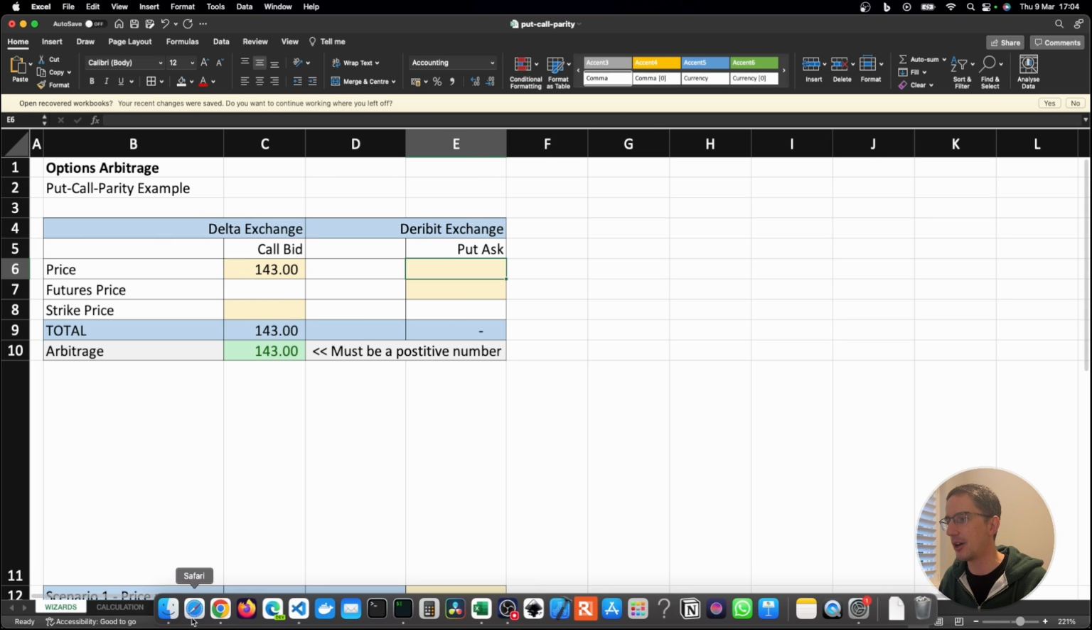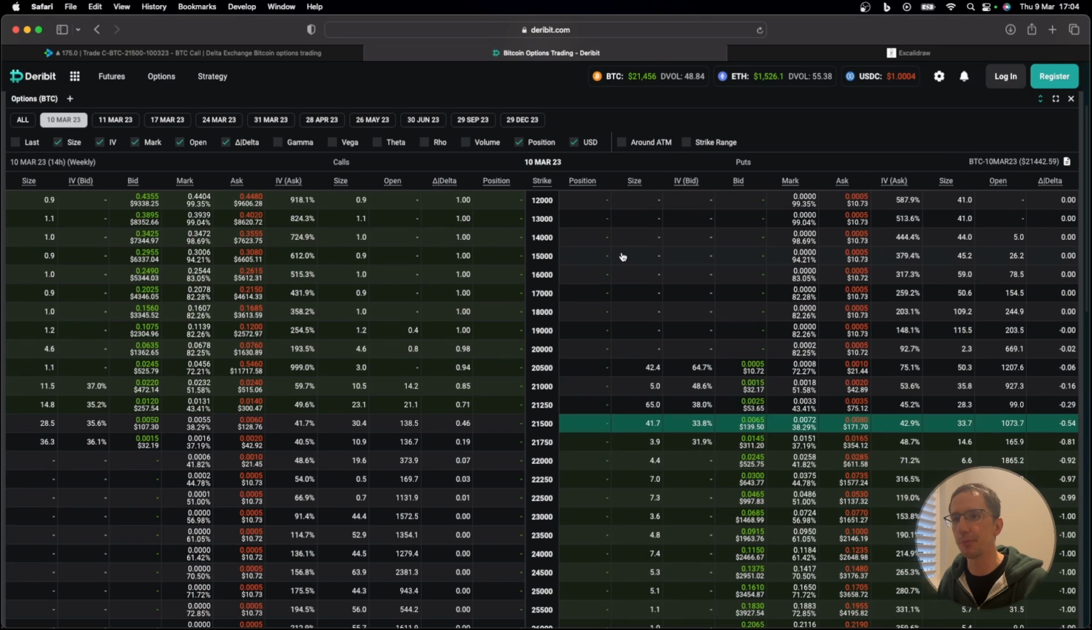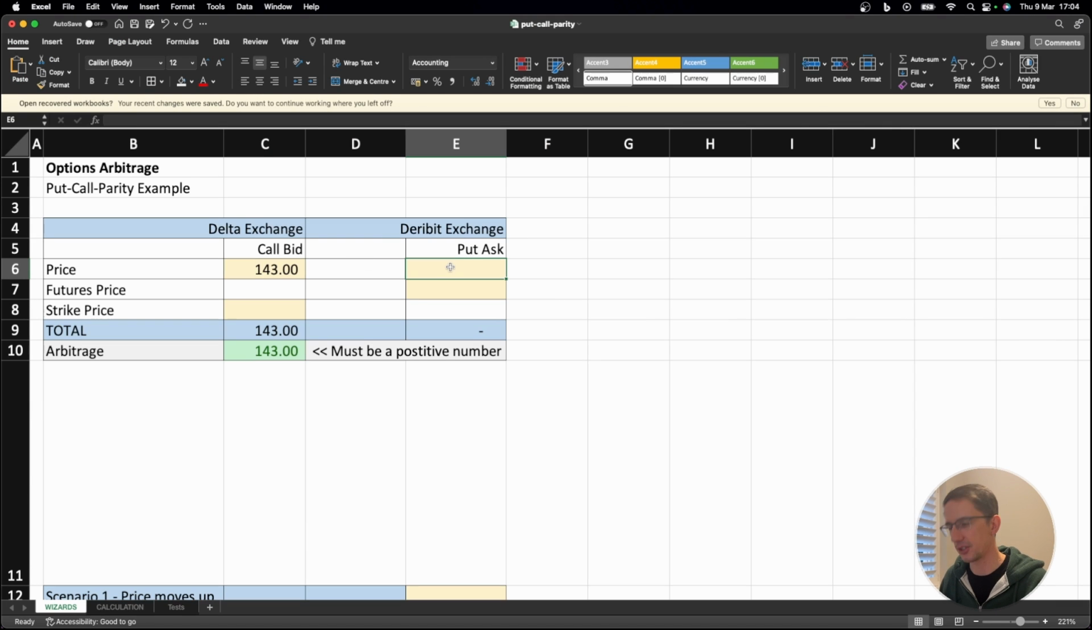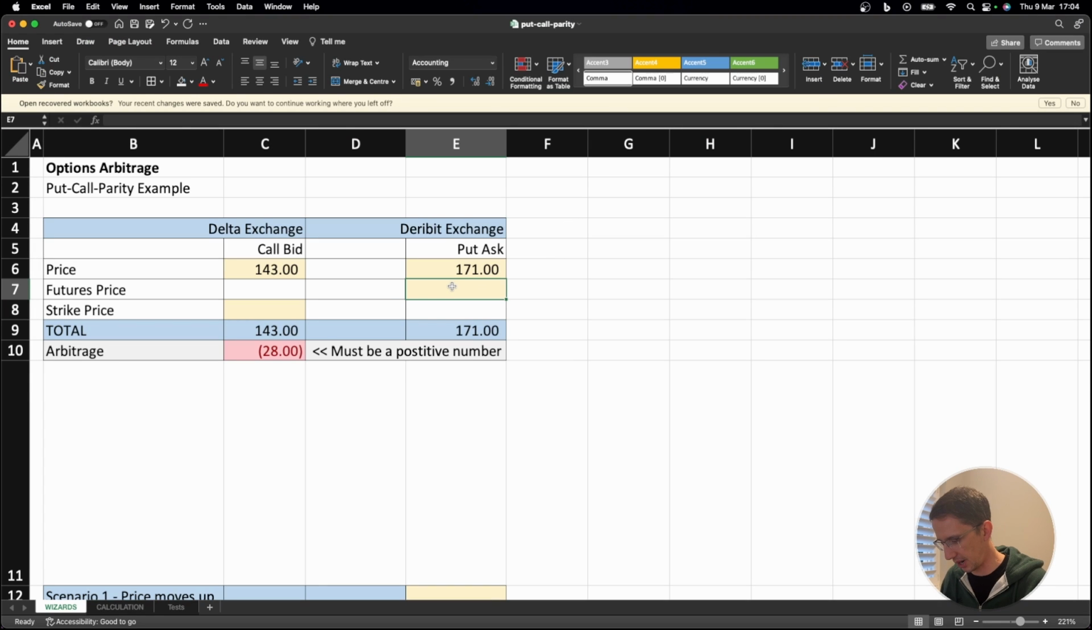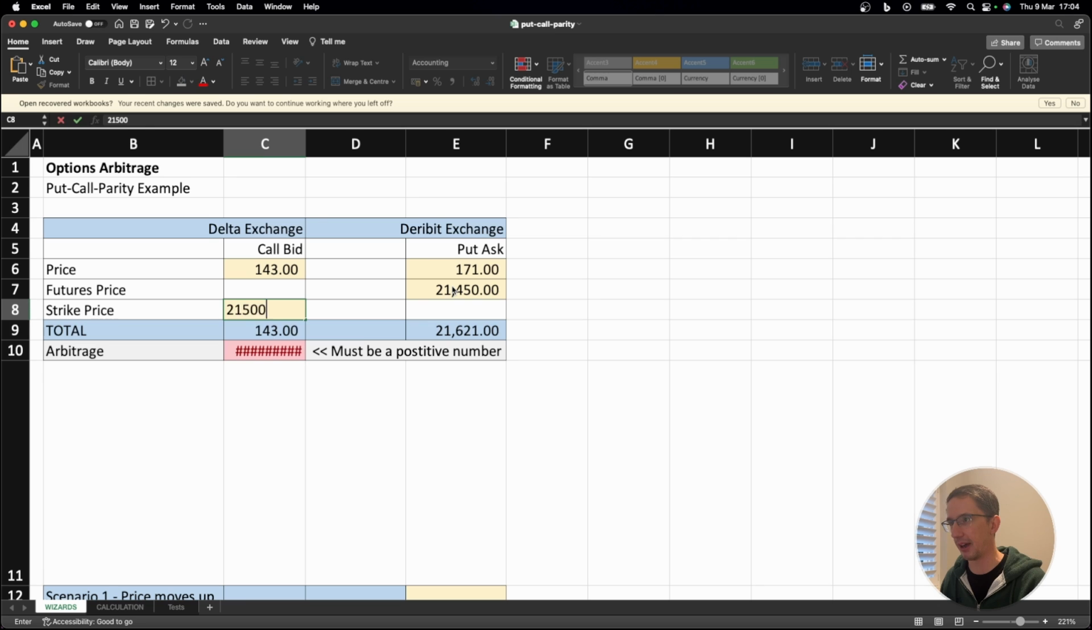And then on the Deribit side, I'm looking at a price on the put side at 21,500 of 171. So they're 171, great. And the futures price is 21,450. So 21,450. And the strike price we said was 21,500. Phew, now I can slow down.